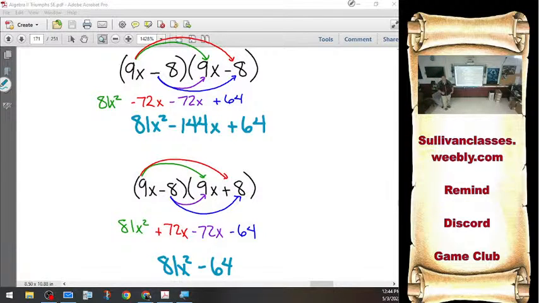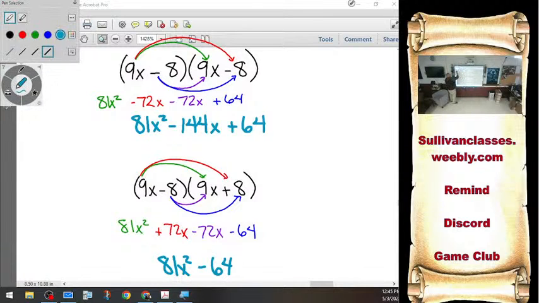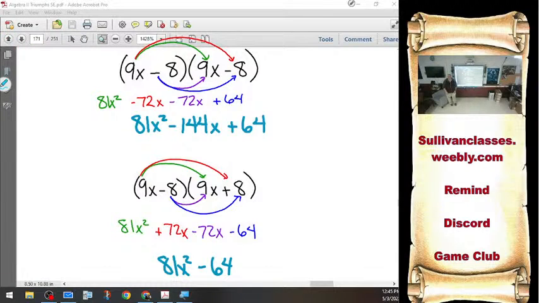Y'all, what if I told you you can factor this? The factoring that we just did. This looks pretty big and ugly, right? Yes, just like me. I want you to see something special about them, though. What do these two things have in common? They both have 81 and 64. Look at the original problems.